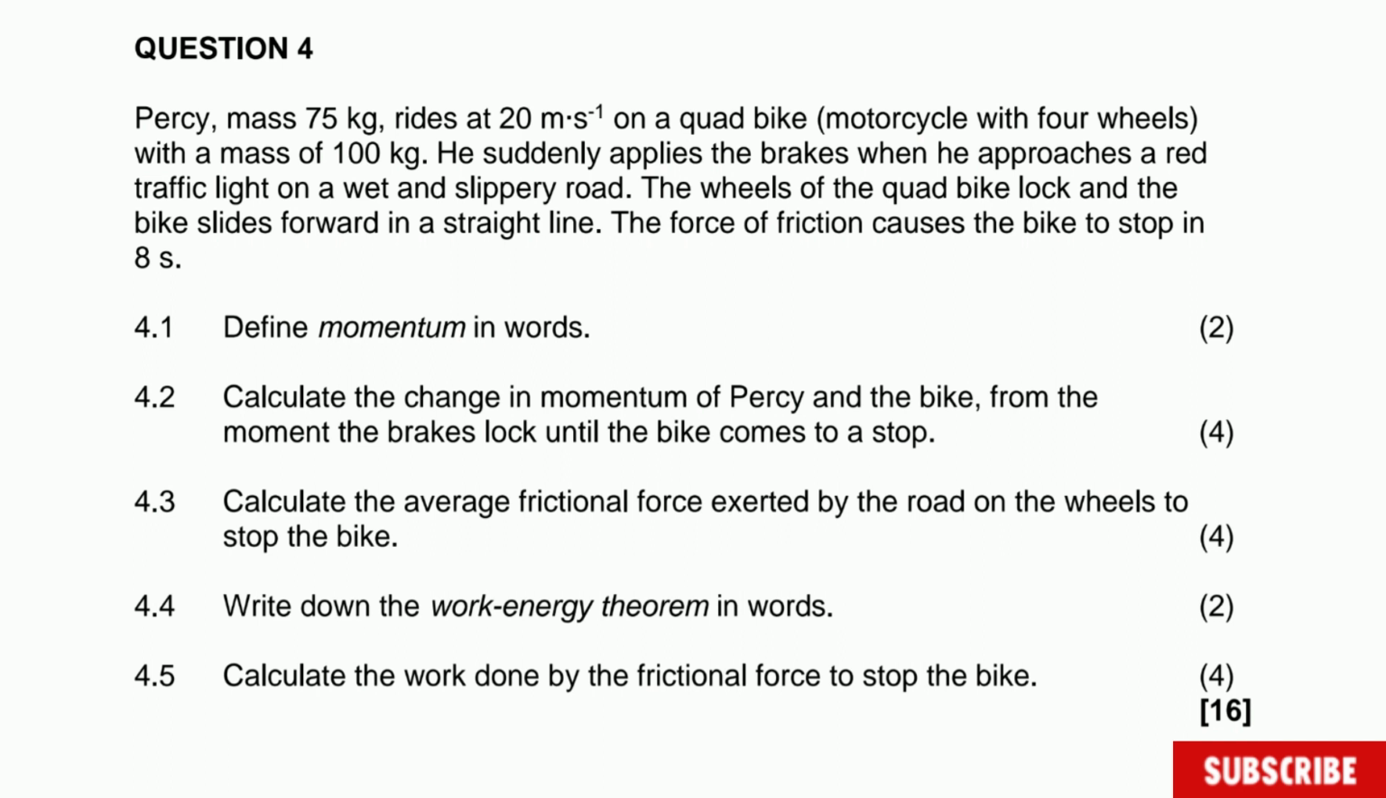But anyway, question 4 says: Percy, mass 75 kg, rides at 20 meters per second on a quad bike. A quad bike is a motorcycle with 4 wheels with a mass of 100 kilograms. He suddenly applies the brakes when he approaches a red traffic light on a wet and slippery road. The wheels of the quad bike lock and the bike slides forward in a straight line. The force of friction causes the bike to stop in 8 seconds. So there is a force of friction which stopped the bike in 8 seconds.